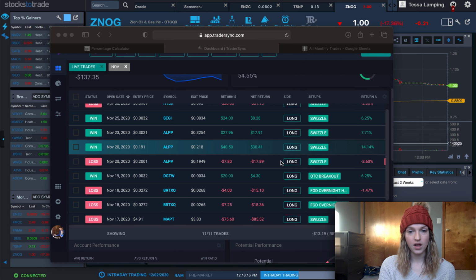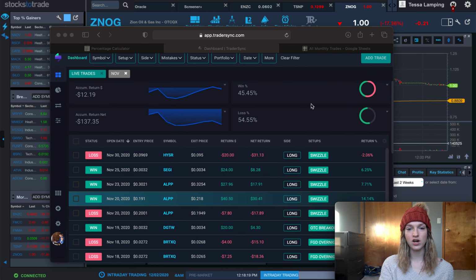So how did I figure this out? Like I said, on E-Trade, I saw that the math didn't add up. So you can see here now I've customized this so I have my percent win, my percent loss. Before that last trade of HYSR, I was 50-50, which I don't like. But now it's 54, 55, 45, 45. So I'm working on that.